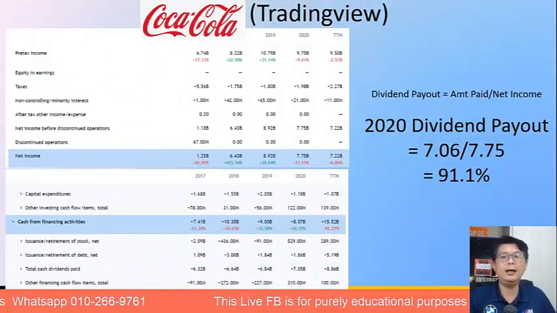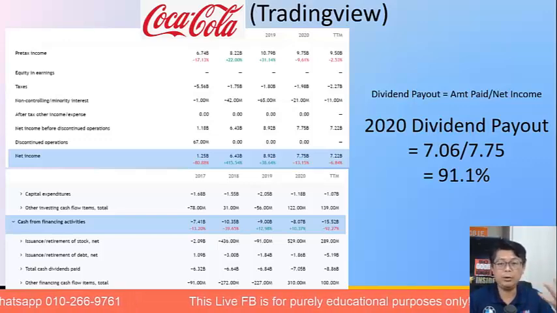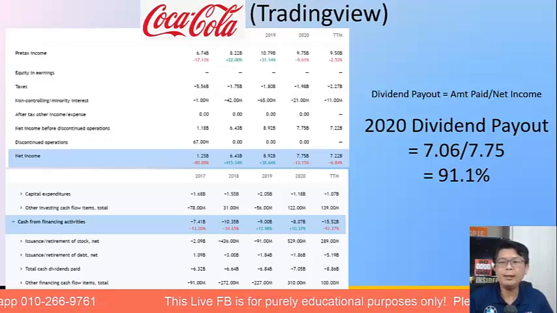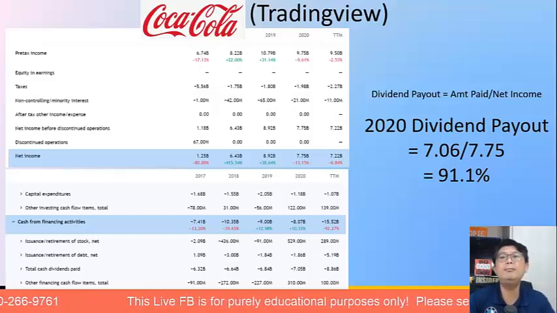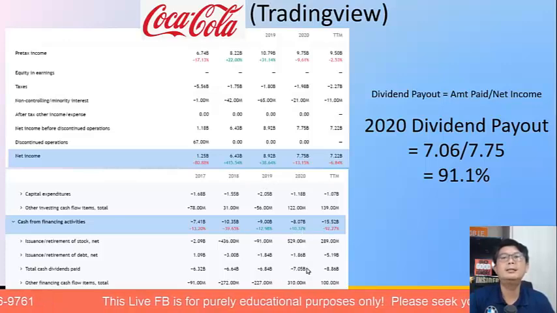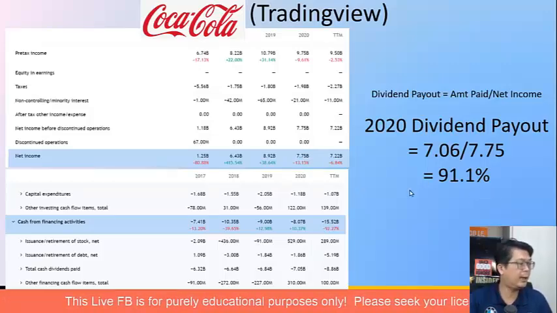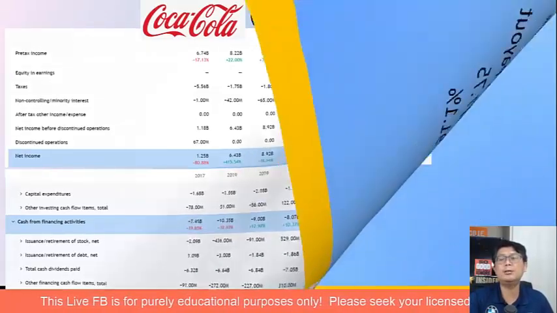So if you look from here, again, going back to TradingView, you can use all the tools that we talk about in here, absolutely free. And those of you with the Trade VSA can definitely use this one. The dividend payout: the net income here is 7 billion, divided by 7.7 billion. That gives you a 91% dividend payout, and that's very, very good, very, very generous.